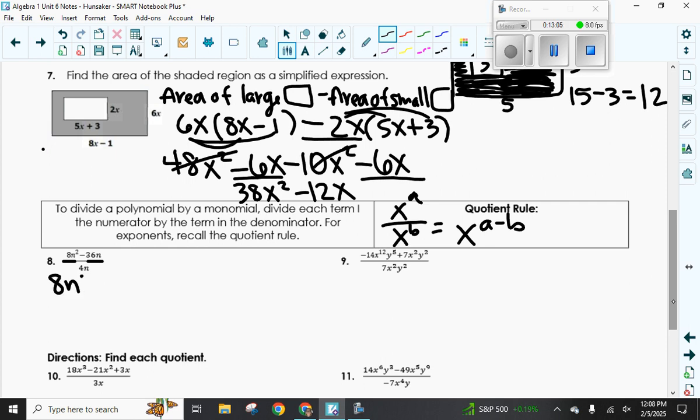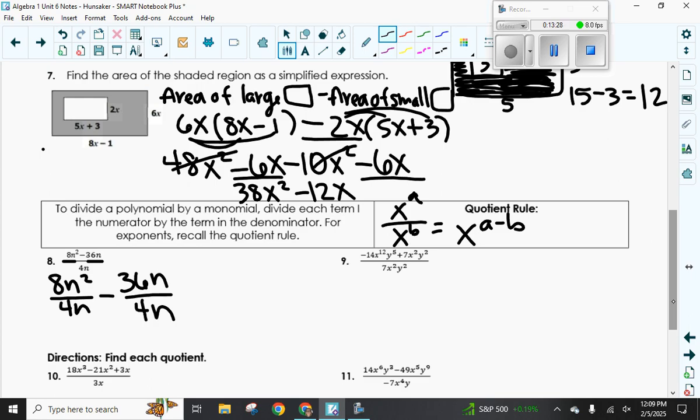So 8n squared divided by 4n. So the first term divided by the bottom. Then I have a minus in the middle, so I'll put a minus here. And then I'll do this second term, 36n divided by 4n. And you'll simplify those two things separately. So you're just dividing each thing on top by the bottom.